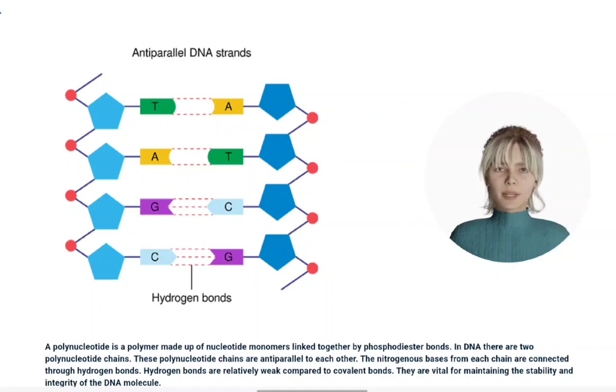In DNA, there are 2 polynucleotide chains. These polynucleotide chains are antiparallel to each other. The nitrogenous bases from each chain are connected through hydrogen bonds. Hydrogen bonds are relatively weak compared to covalent bonds. They are vital for maintaining the stability and integrity of the DNA molecule.